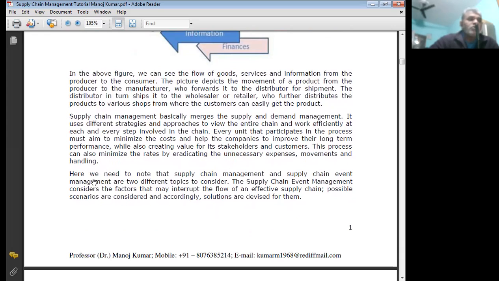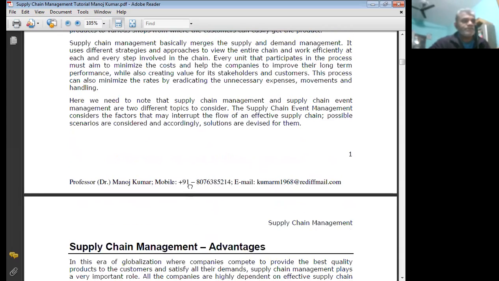Here we need to note that supply chain management and supply chain event management are two different topics to consider. Supply chain event management considers the factors that may interrupt the flow of an effective supply chain. Possible scenarios are considered and accordingly solutions are devised from them.